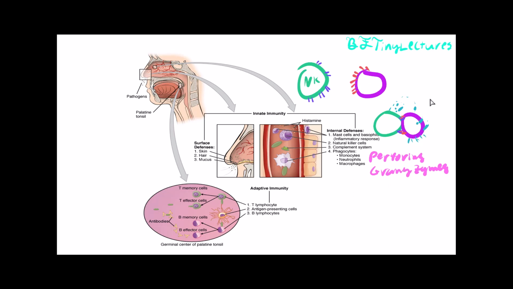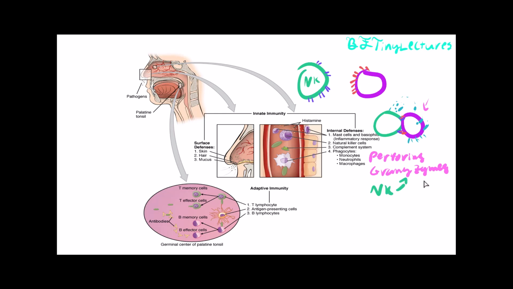So for instance, let's say that this guy right here is bacteria. The perforins are going to be released by the natural killer cell. They're going to be making holes in the bacterial membrane. And then the granzymes, also released by the natural killer cells, are going to go inside the bacteria and start digesting, not really digesting, but they start breaking down the bacteria. So the natural killer cell makes perforins and also makes granzymes.